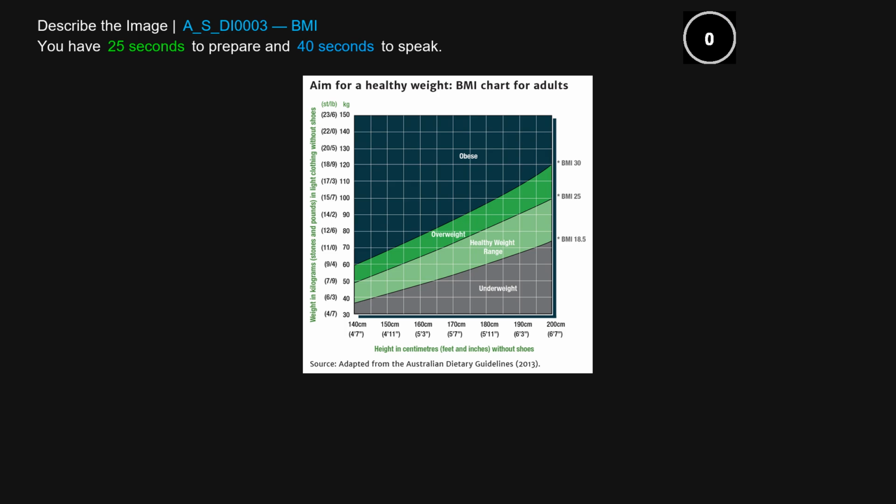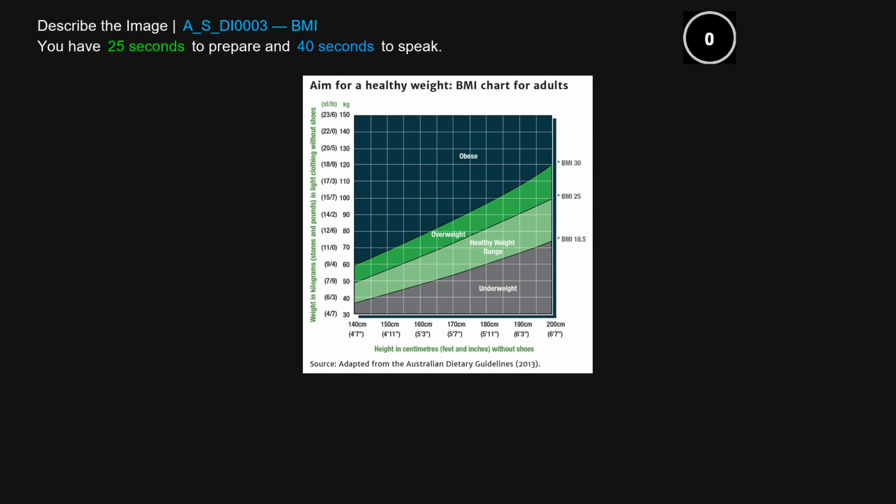the weight between 40 to 50 kilograms with height of 180 centimeters is considered as underweight, whereas the weight between 120 to 130 with height of 170 centimeters is considered as obese. To conclude, the image gives information about BMI.